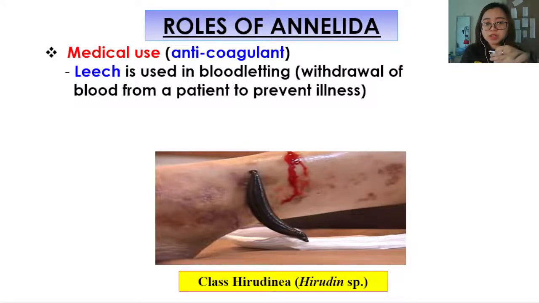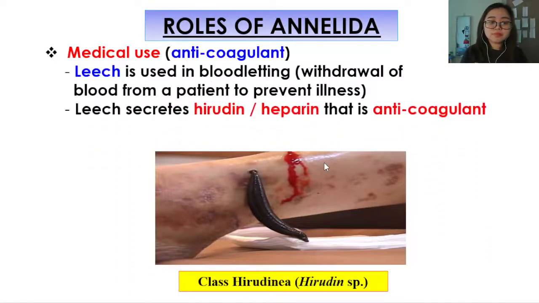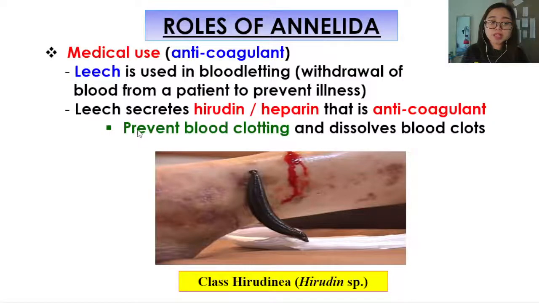The leech will suck the blood from the patient, and that kind of gives the idea that it will remove the bad blood and make the person healthier. That is the logic to bloodletting. What we know happens when leeches bite or latch onto you is they will secrete hirudin or heparin, that is an anticoagulant. That means it will prevent blood clotting and dissolve blood clots.